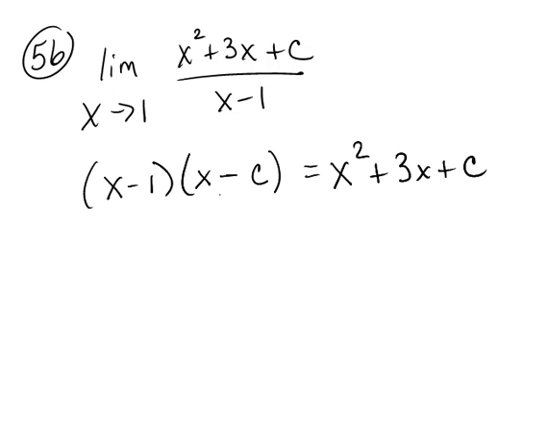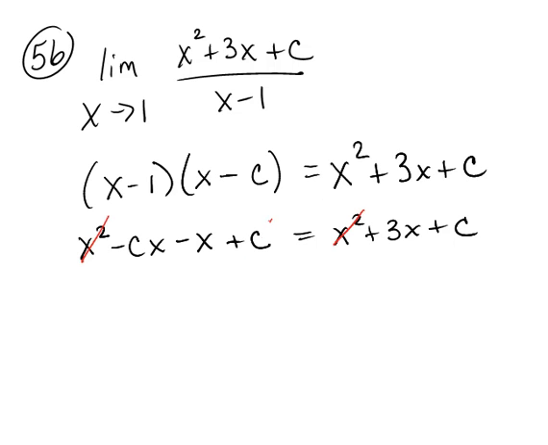Okay, if I FOIL this out, I'm going to get x squared, and then I get minus cx minus x plus c, and then I have x squared plus 3x plus c. Now remember, the goal is you're trying to solve for c, and so you have an x squared on each side, so you can cancel those out, and you have a c on each side, so you can cancel those out. And you'll notice that what you have left here, both of these terms are a factor of x, and then here we've got 3x over here.